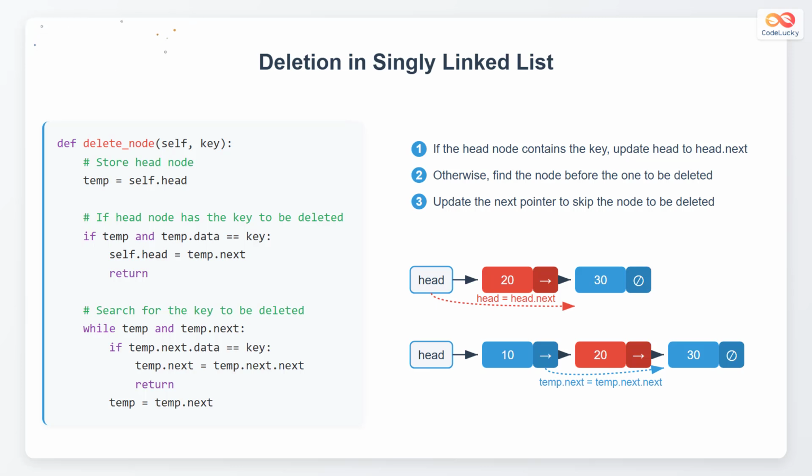In the top diagram, the head node contains the key to be deleted. Therefore, the head node is updated to point to the next of head. In the bottom diagram, the second node contains the key to be deleted. Therefore, the next pointer of the first node is updated to point to the third node, skipping the second node.